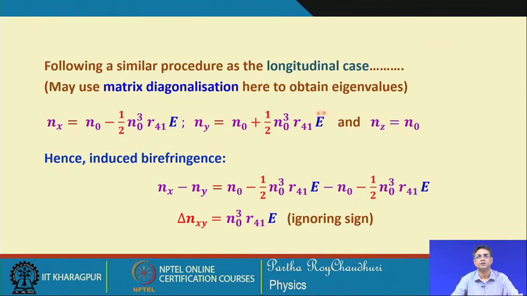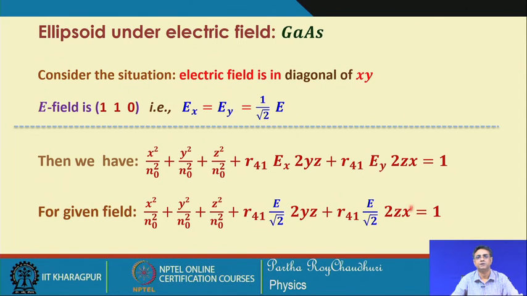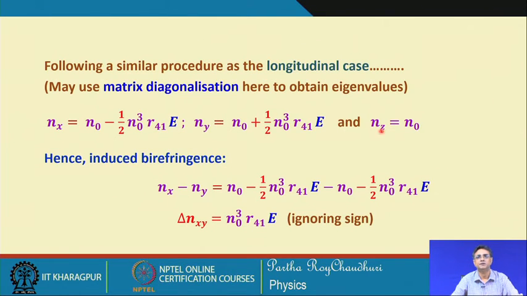So n z is equal to n 0, hence the induced birefringence for this. After you do this matrix diagonalization of this matrix equation to get the principal axes, the refractive indices for the principal axis system under the electric field, you get these new refractive indices, and the induced birefringence this time will be equal to this. Ignoring sign means whether you take n x minus n y or n y minus n x, it is the magnitude which is important, which gives you the birefringence.